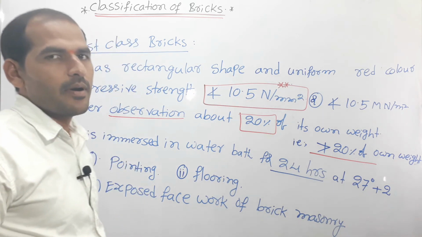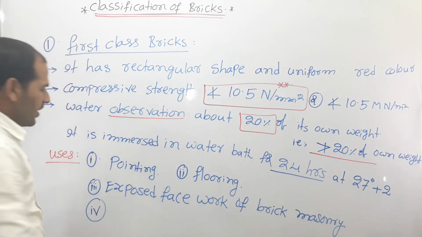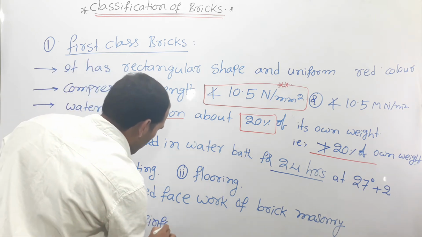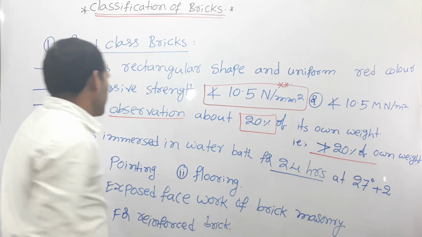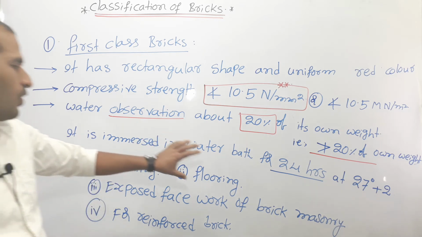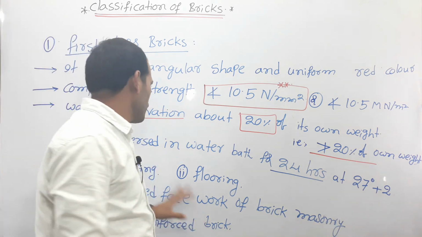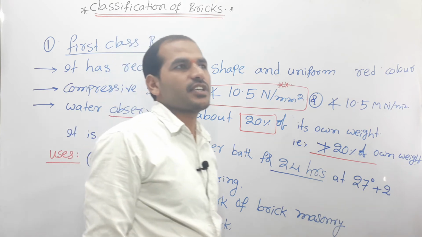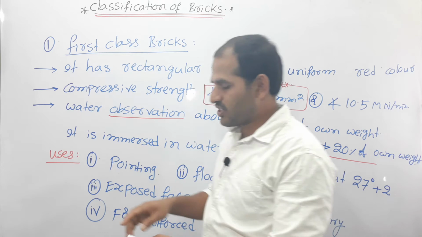It is also used for reinforced brick work. So this first class brick is used for pointing purpose, flooring purpose, exposed face work of brick masonry or brick wall, and one more, reinforced brick work. So this is the first class brick.